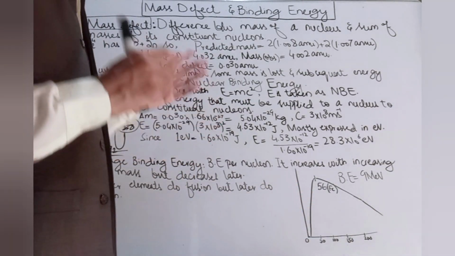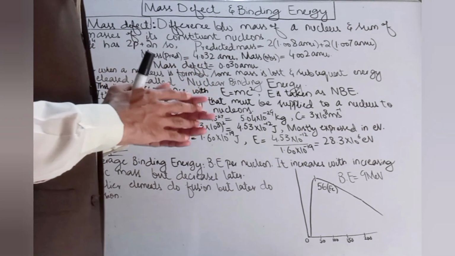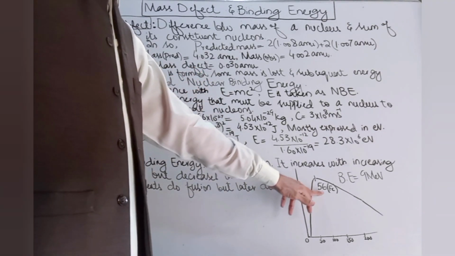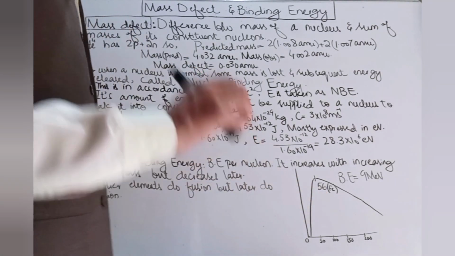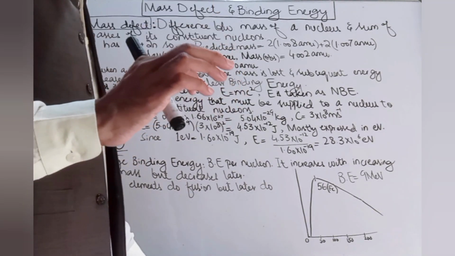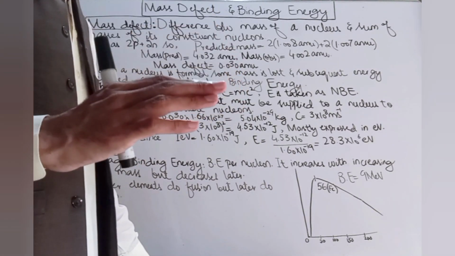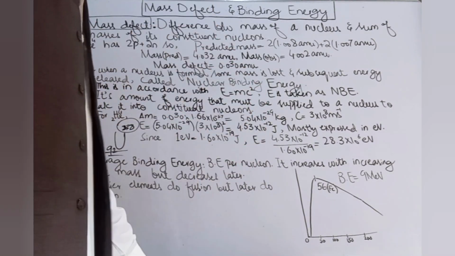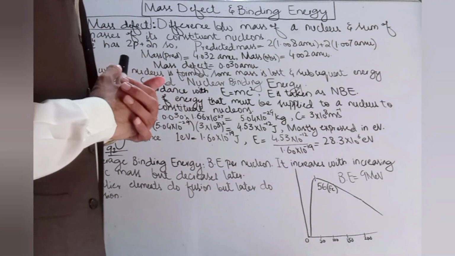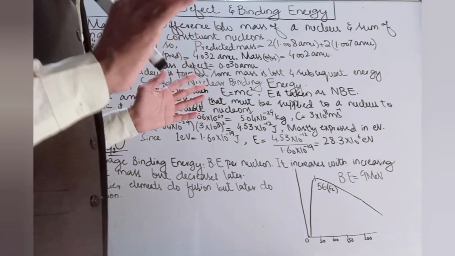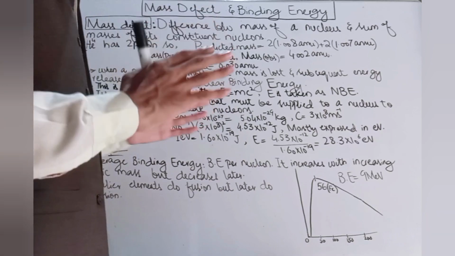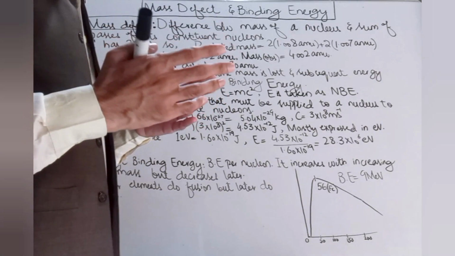And at this maximum, iron is present. I have mentioned here 56 iron. So iron is the most stable nuclei in all the naturally occurring nuclei or nuclides. Its binding energy is 9 mega electron volt. No other nuclei is having such a large value of the binding energy.